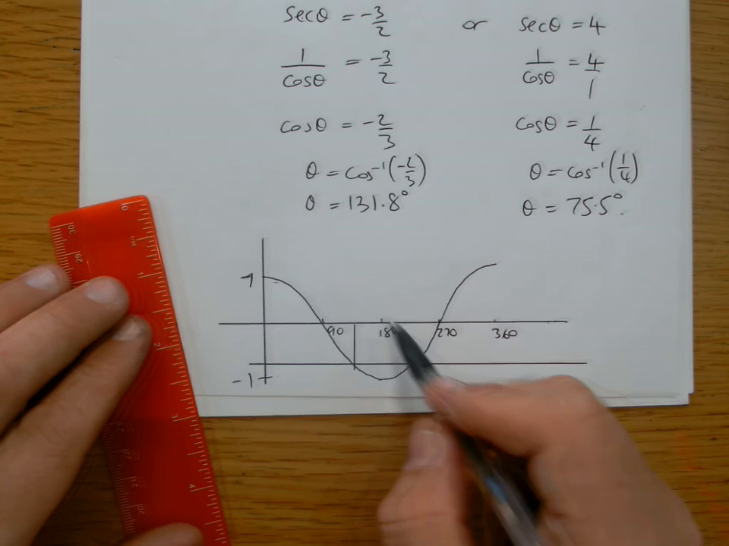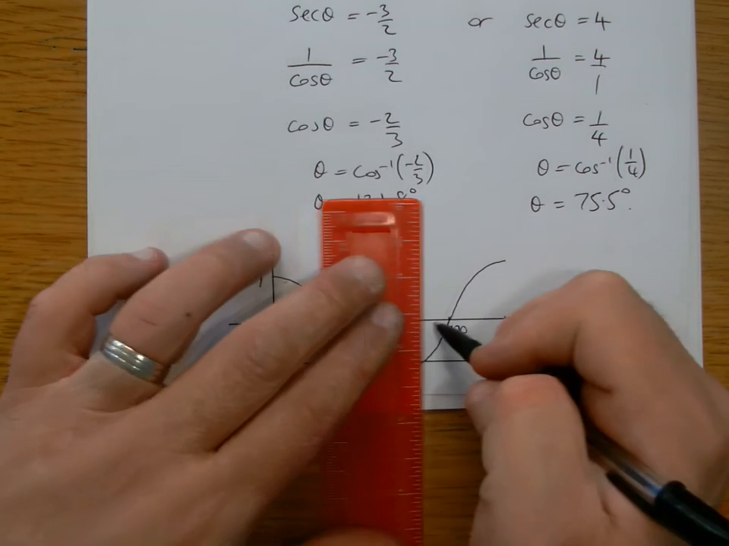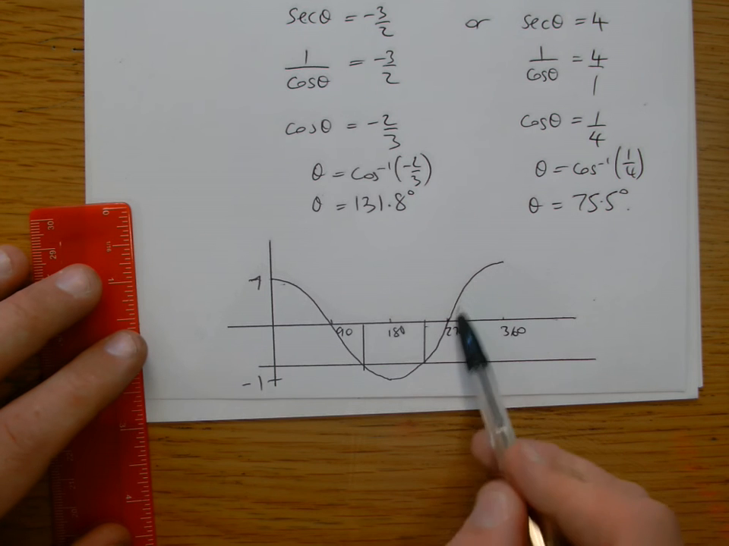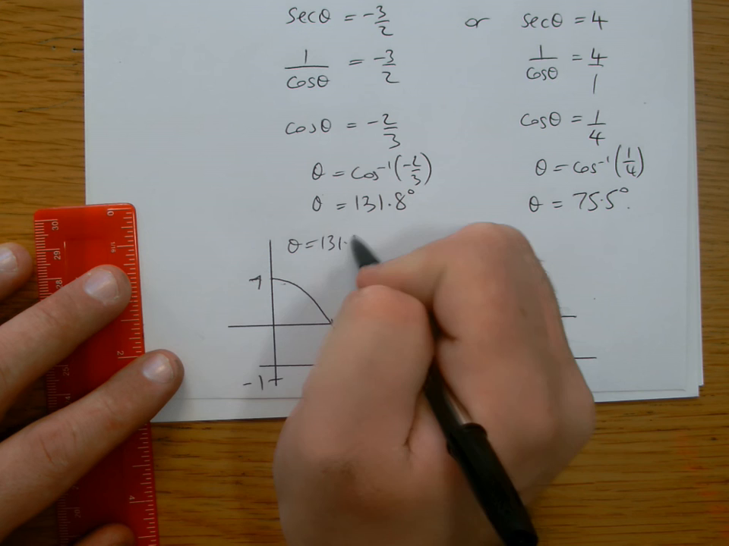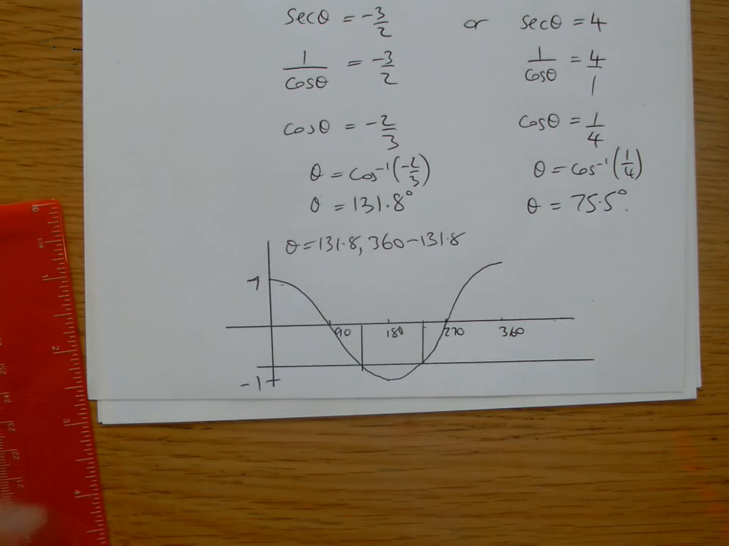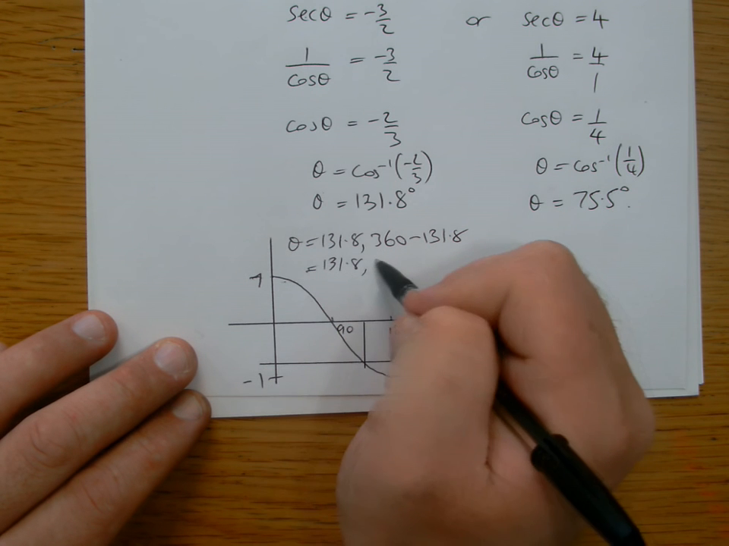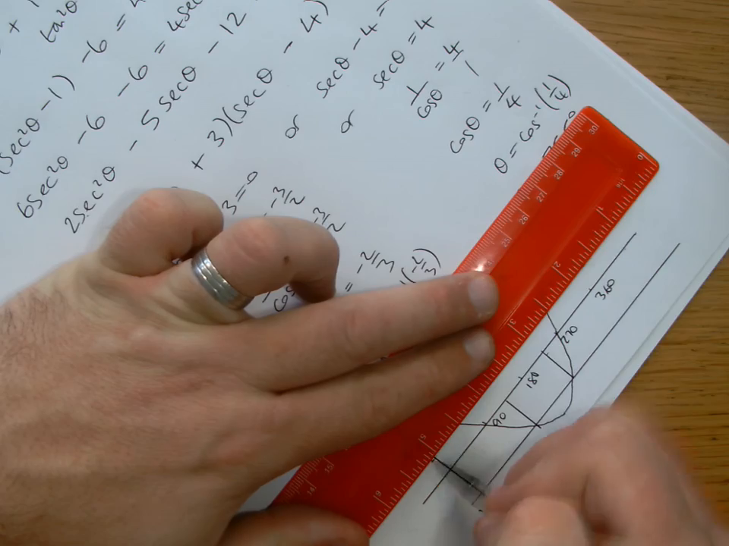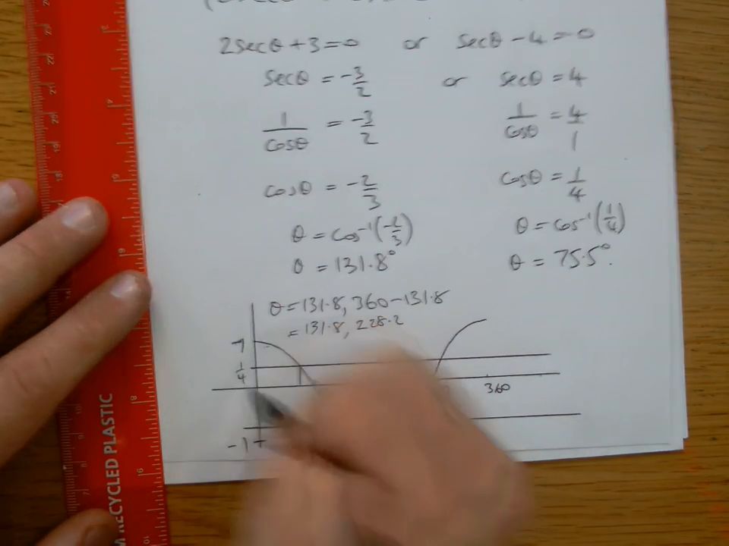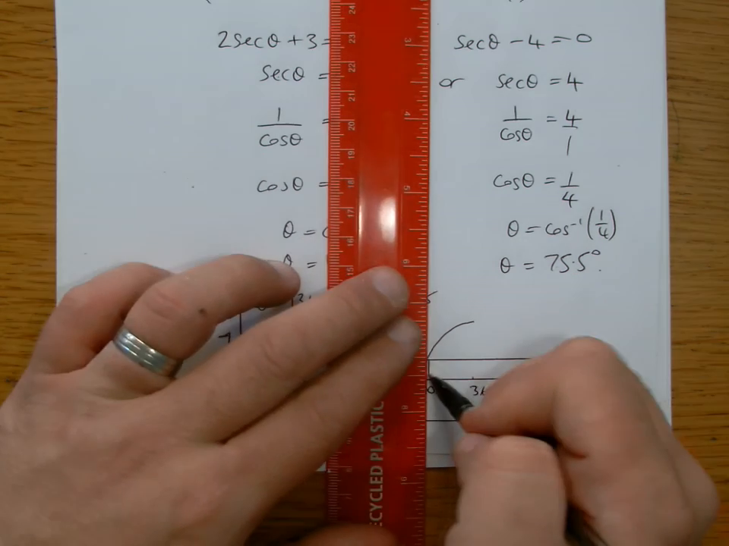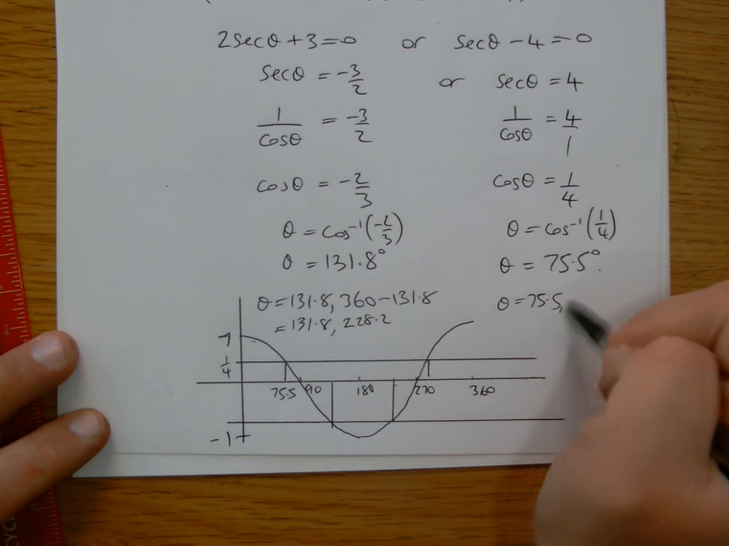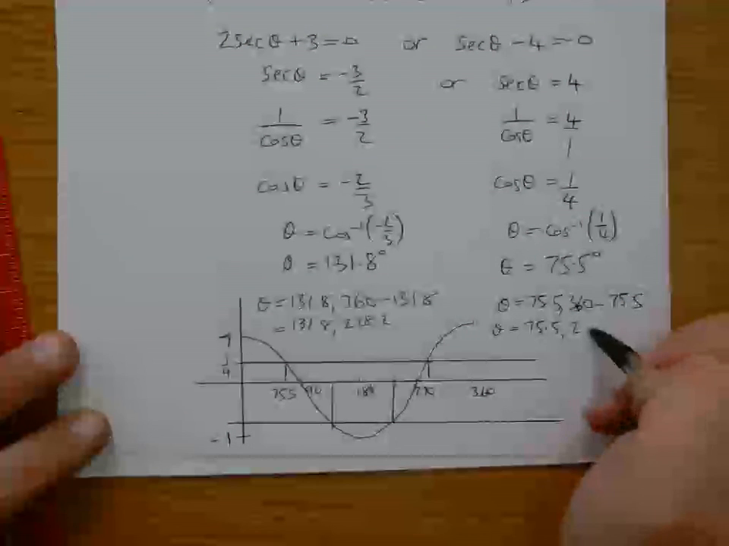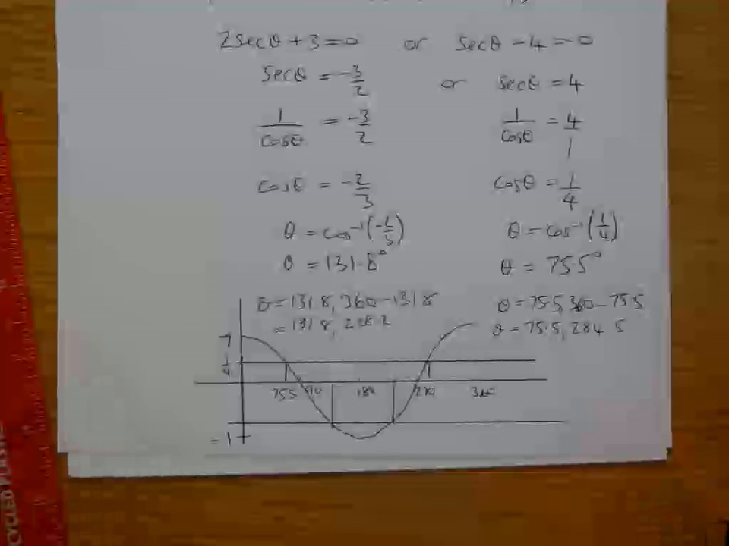The first one is the one we worked out, which will be 131.8. The second one will be here. Now, due to symmetry, 131.8 all along here, and then 131.8 going backwards from 360. So we've got 131.8 or 360 minus 131.8, which you can work out to be 228.2. And then the 75.5 one is the one we've got equal to a quarter. Where it's equal to a quarter, that is 75.5, and it's the same due to symmetry. So theta will be 75.5 or 360 minus 75.5, and that'll be 200 and something, 284.5, I think. And job done, we've got the solutions there.